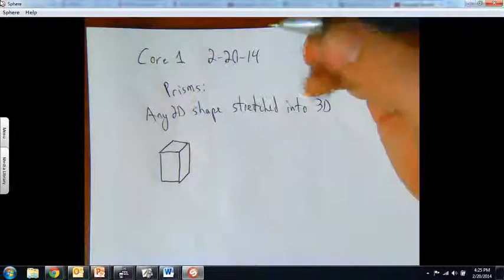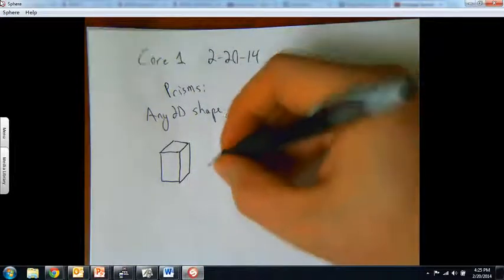If I have a rectangle, I can turn it into a 3D rectangle by basically stretching it into a third dimension. I can do the same thing with the triangle.